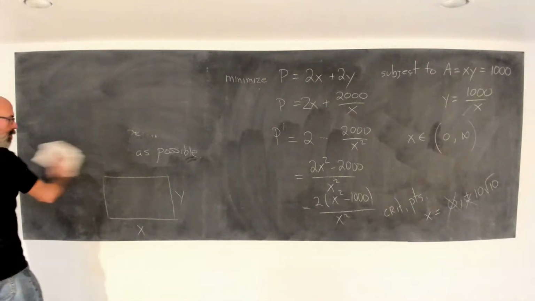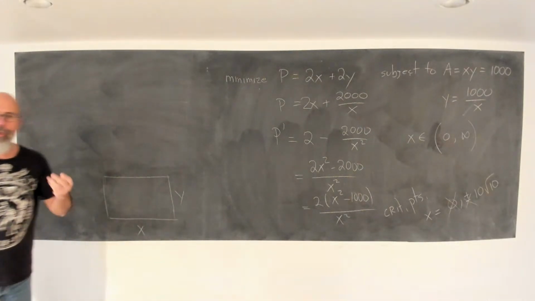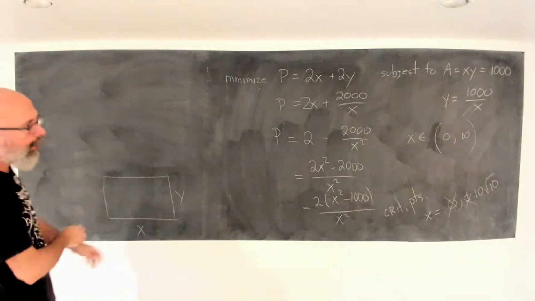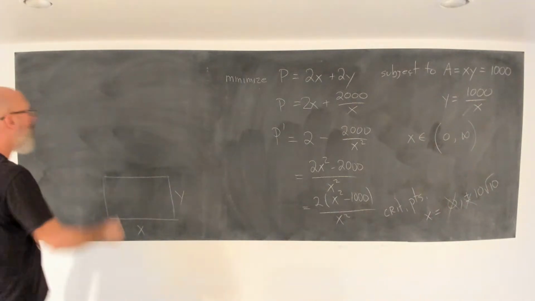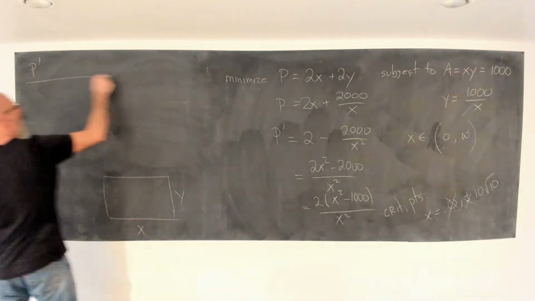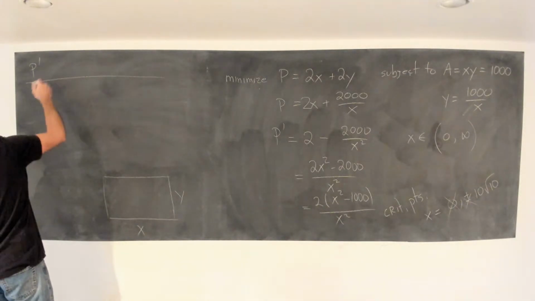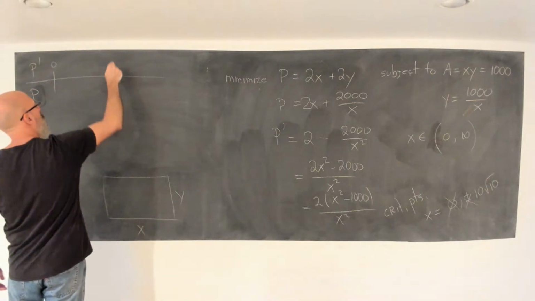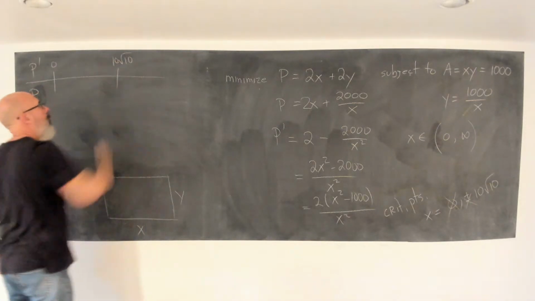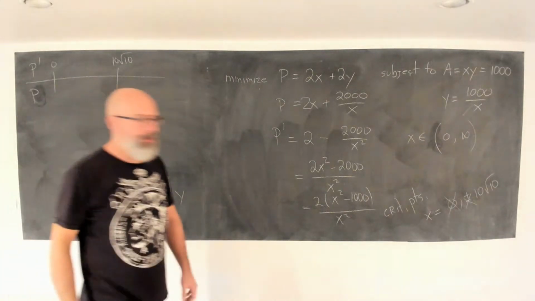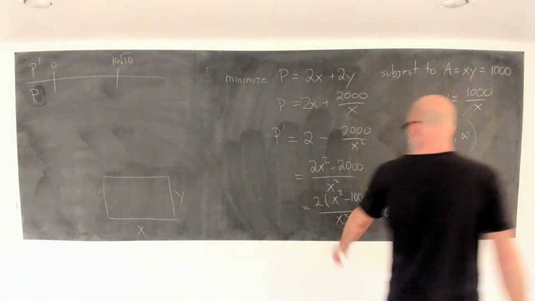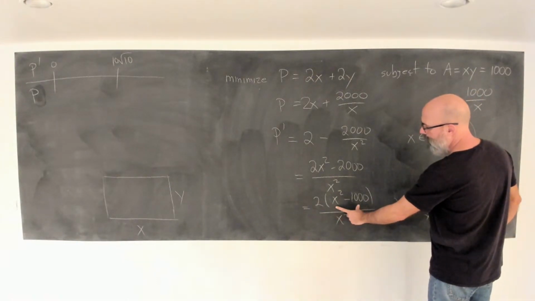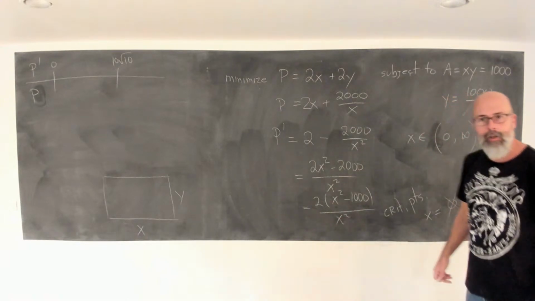Well, as you know, you're not going to stop there. You need to justify that this is a minimum. And we can do so by looking at the first derivative chart. We are restricting our attention to values bigger than 0. Notice that the denominator is always positive, so the sign will only depend on what's inside the brackets.